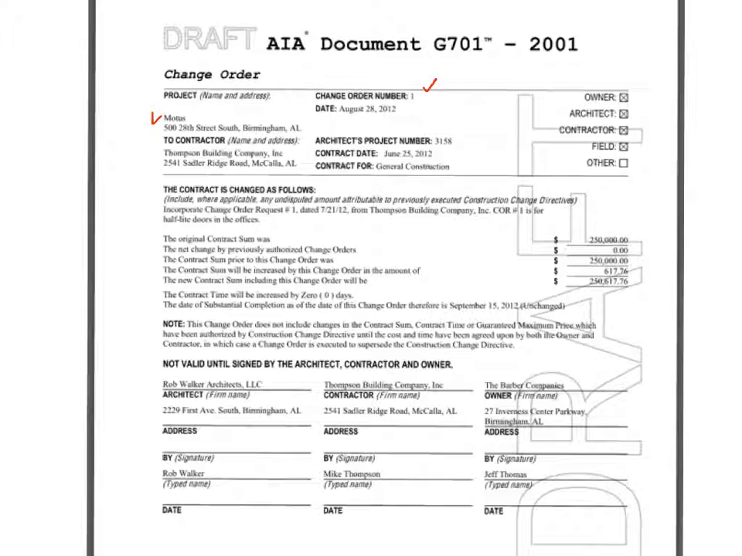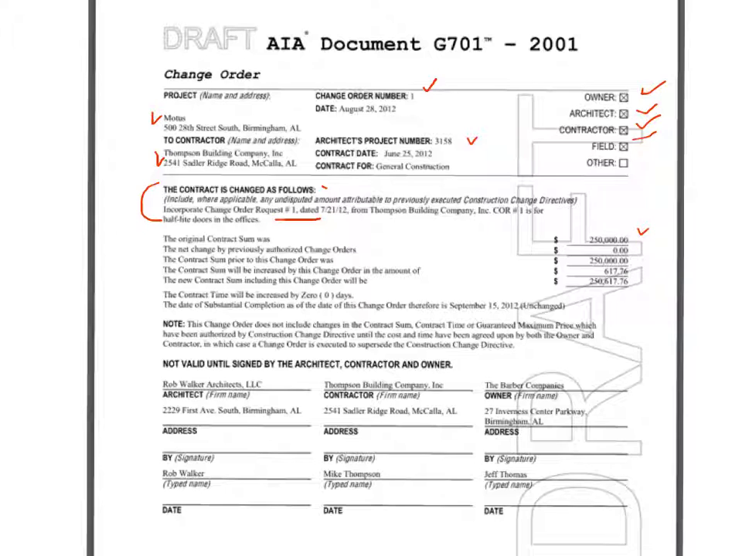A change order identifies what the project name is. In this case, it's Modus, who the contractor is. There's some other pertinent information that needs to be filled out. The distribution blocks are checked, who's going to get copies of the change orders: the owner, architect, contractor, or the field office. The scope is outlined under where it says the contract is changed as follows, and it just basically says incorporate change order request number one dated 7/21/12 from Thompson Building Company. Change order COR number one is for the half light doors in the offices. So it's letting the change order request really tell people what the scope of this change is by just pointing people to the change order request.